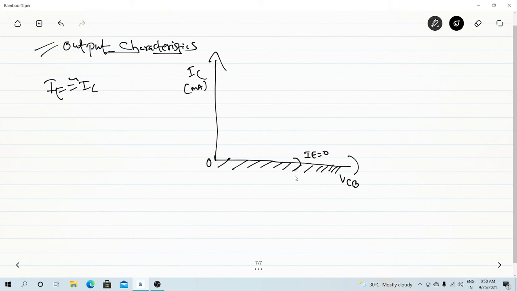Okay, in the cutoff region, what happens? The diode will be reverse biased. Remember, the input section will be open circuited, IE is 0, and the output section will be reverse biased. As a result, only the minority current will flow. Only the minority carriers can flow.